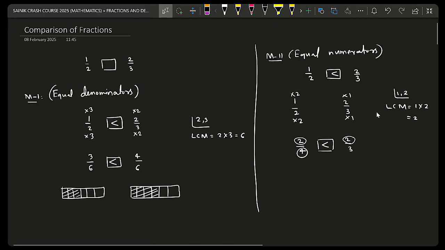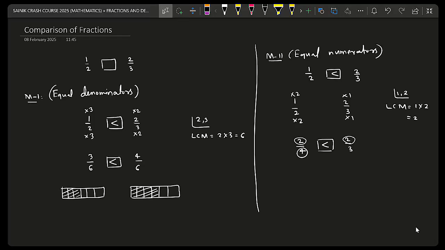Vishnu, do you have any doubts? Sir, can you explain method 2 again? I cannot understand. See, method 2 is very simple. In method 2, some questions may be there where finding the LCM of numerators is easier than finding the LCM of denominators. In that case, we are going to find the LCM of numerators. Here in the question 1 by 2 and 2 by 3, what are the numerators?